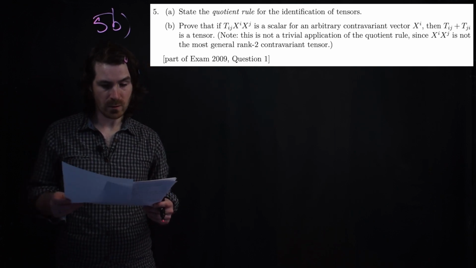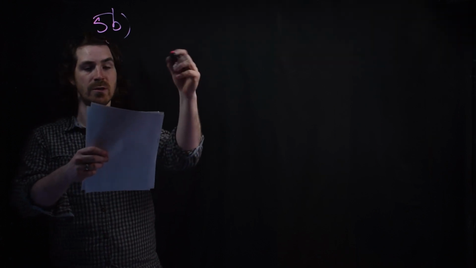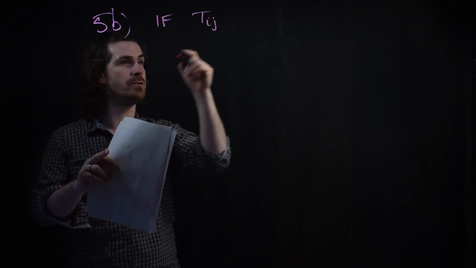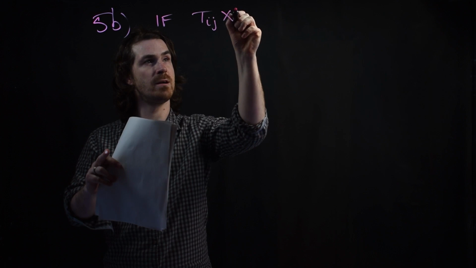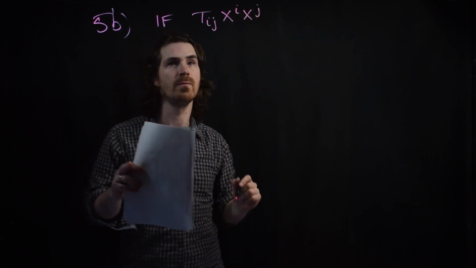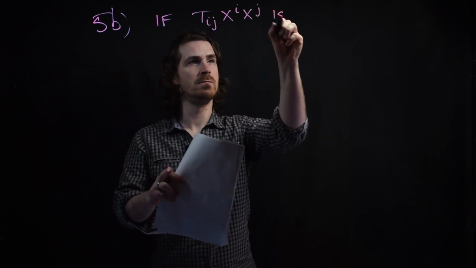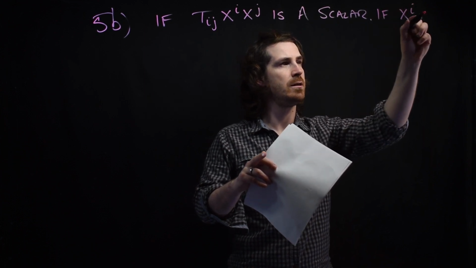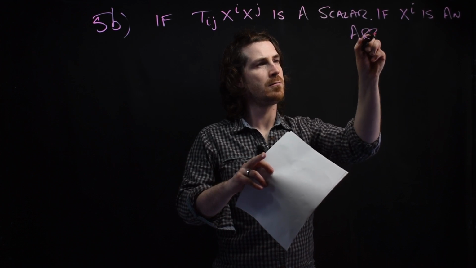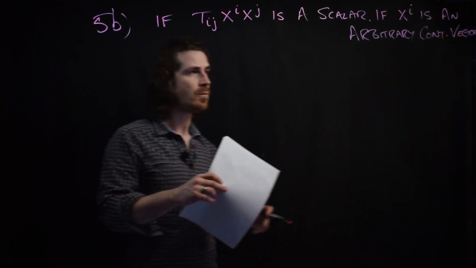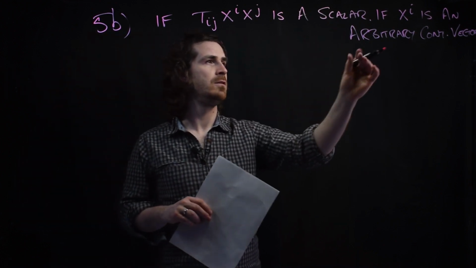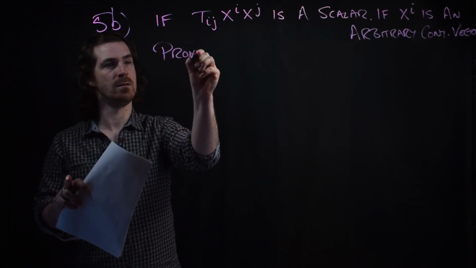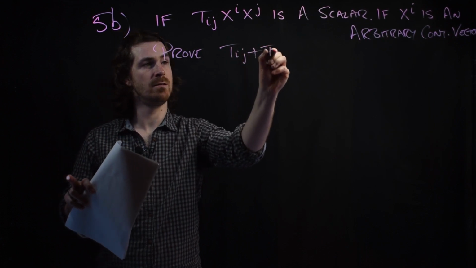Okay, so the question says that if Tij, so a covariant rank 2 tensor, times the inner product of xi, xj, is a scalar when xi is an arbitrary contravariant vector, then prove that Tij plus Tji is a tensor.